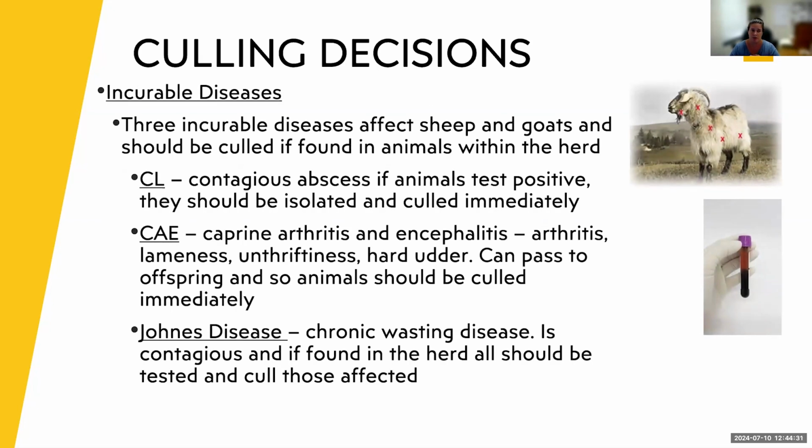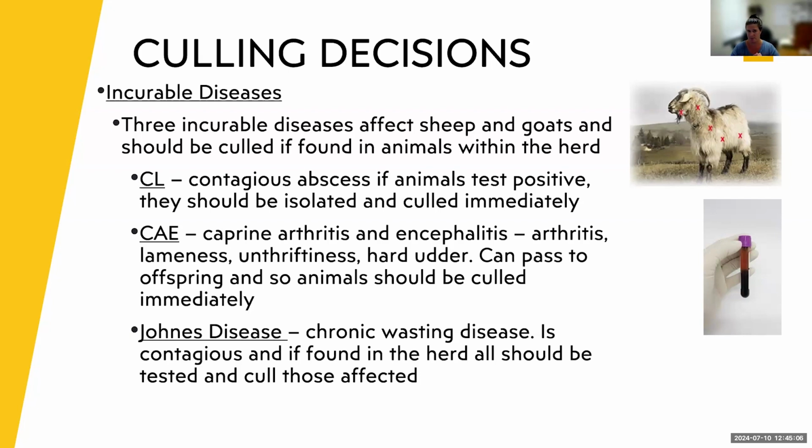So there are 3 incurable diseases that affect our sheep and goats. And if animals are found in your herd that have these diseases, they should be culled. And when they are positive for these diseases and you decide to cull them, they should not be resold. They should either be euthanized or used for meat processing. So take them to a local processor and have them processed into meat. And then you can decide, based on your education of these diseases, how to use that meat.